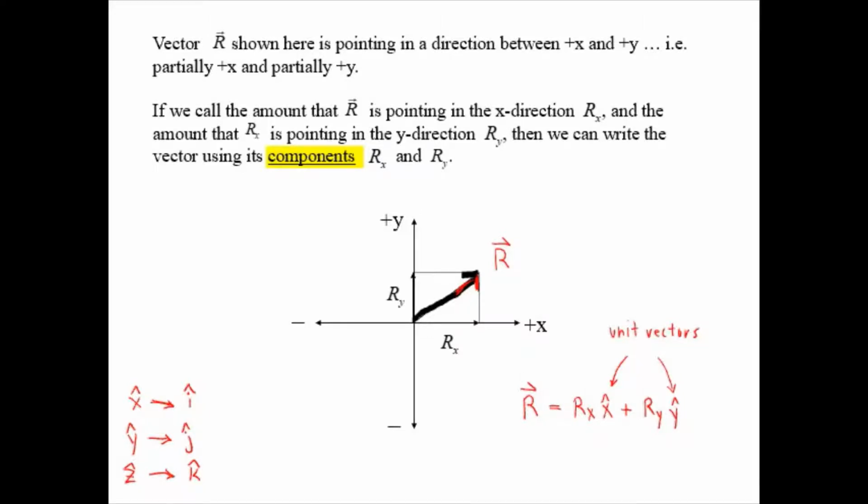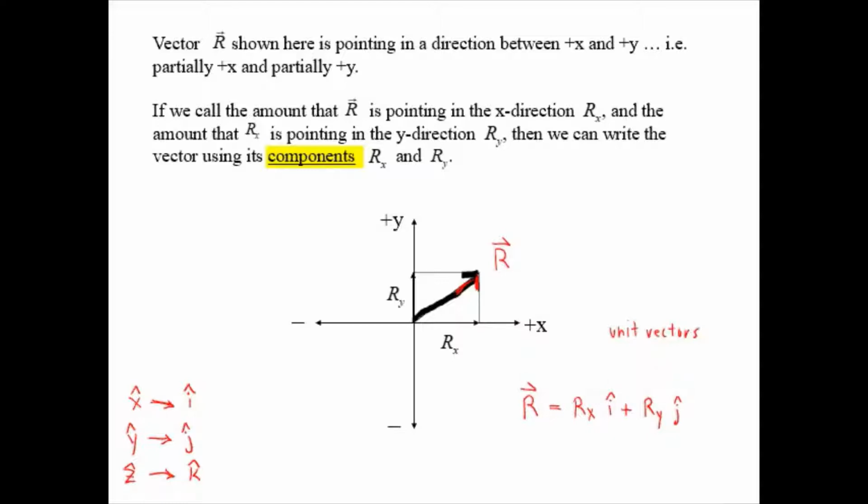And so in your particular book, the x will be replaced here with an i and the y with a j. But they're still unit vectors. They're still just little symbols that remind us of what direction each component points. Okay, and they are called unit vectors. They're just symbols that remind us of what direction r sub x and r sub y are pointing.